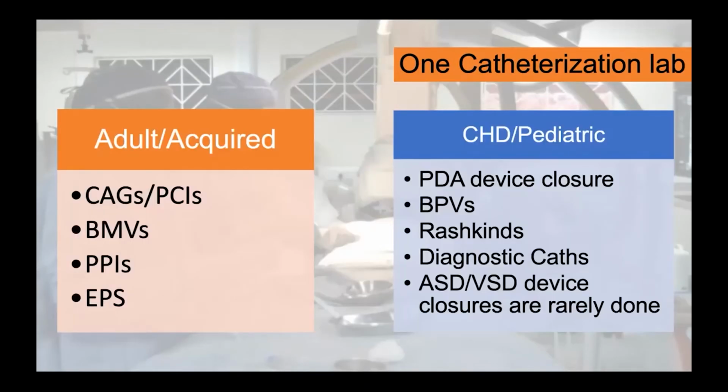Those would include coronary angiograms and BMVs, pacemaker insertions, and what is still quite rare is electrophysiological studies. And then for congenital heart diseases, we do perform PDA device closures, BPVs, and Rashkinds, as well as diagnostic caths. What we don't do a lot is ASD and VSD closures.